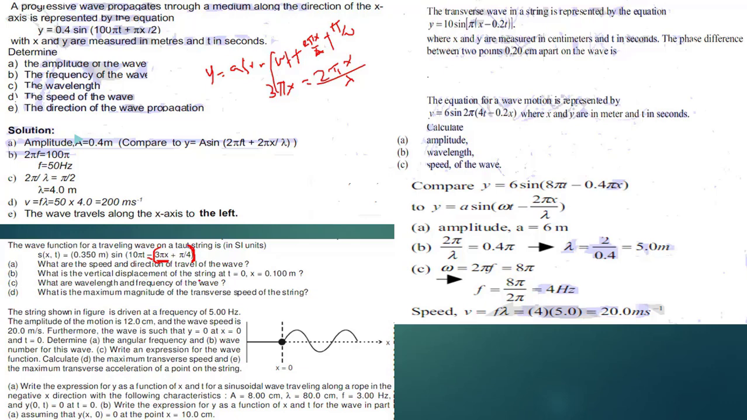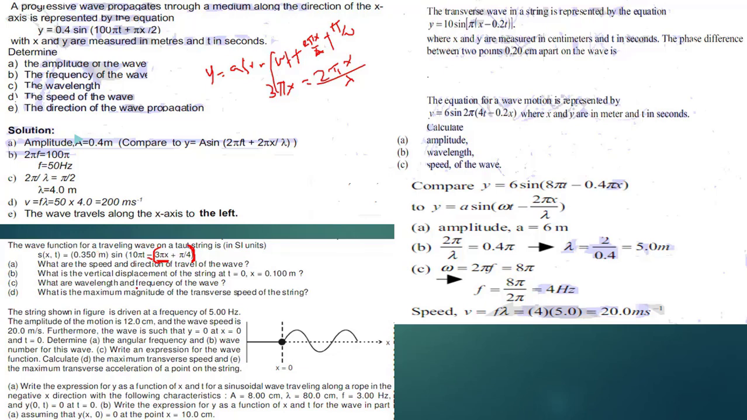The vertical displacement of the string at time t equal to 0 and x equal to 1 meter, so we can put t equal to 0 and x equal to 1 meter. It's just a straightforward thing. We are looking for the value of y, which is the displacement. With t equal to 0, that term vanishes. So what remains inside is the sine of negative 3 pi x, with x given as 1, plus pi over 4. You can solve that sine and multiply with this to get your answer.